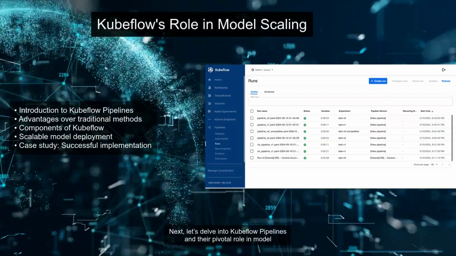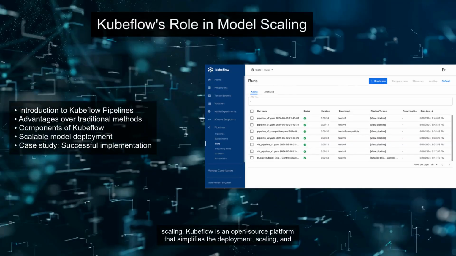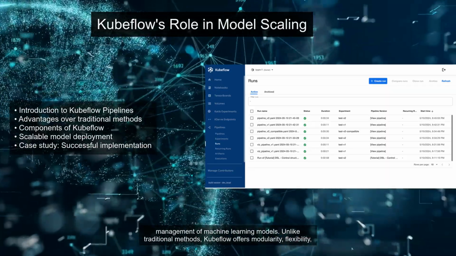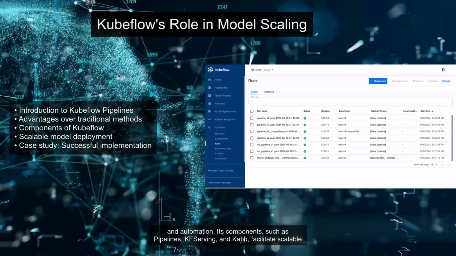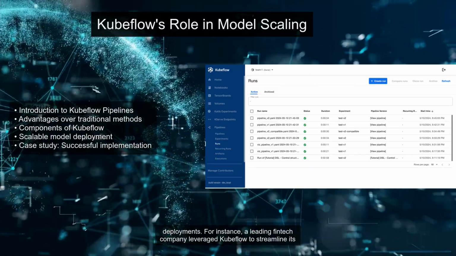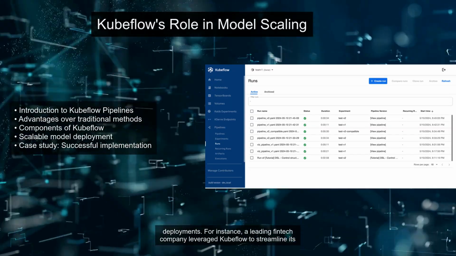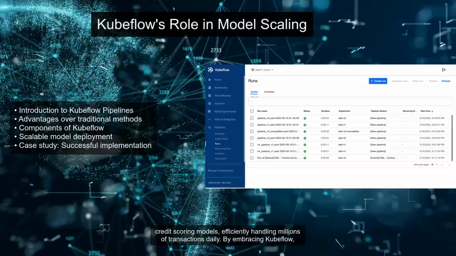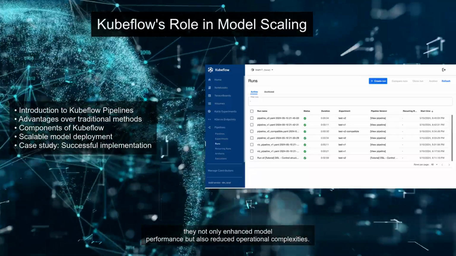Next, let's delve into Kubeflow Pipelines and their pivotal role in model scaling. Kubeflow is an open-source platform that simplifies the deployment, scaling, and management of machine learning models. Unlike traditional methods, Kubeflow offers modularity, flexibility, and automation. Its components, such as pipelines, KF serving, and Katib, facilitate scalable deployments. For instance, a leading fintech company leveraged Kubeflow to streamline its credit scoring models, efficiently handling millions of transactions daily. By embracing Kubeflow, they not only enhanced model performance but also reduced operational complexities.